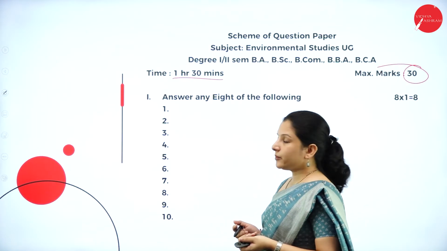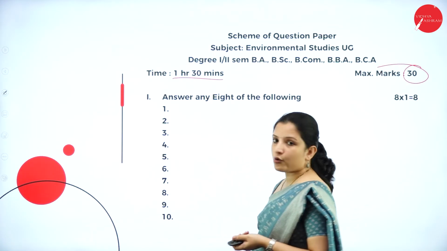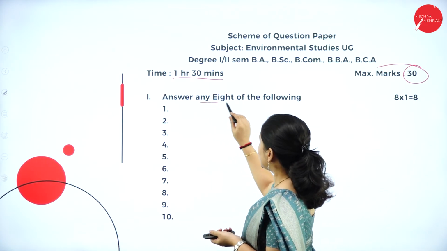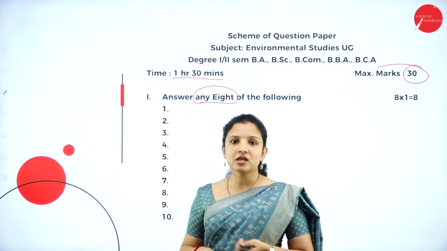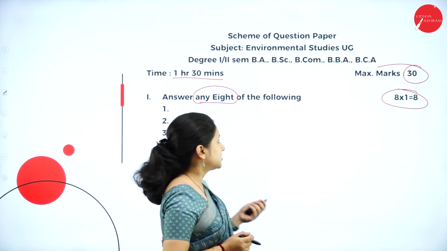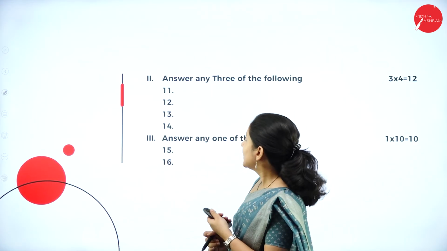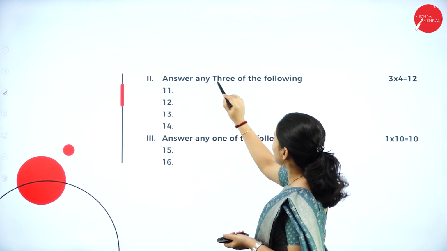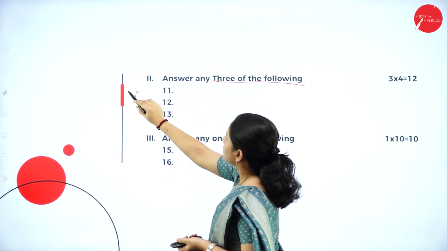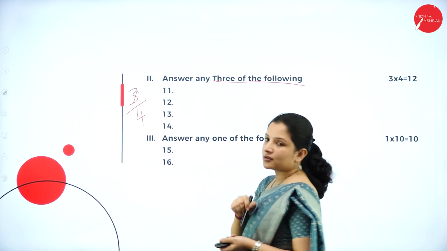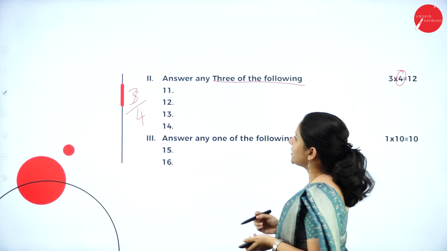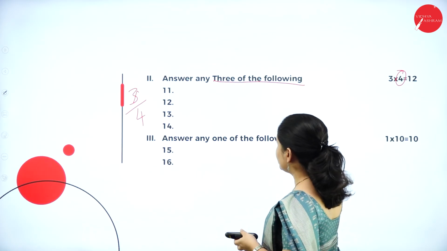It is divided into 3 mains, wherein in the first main there will be 10 questions given, which are 1 mark questions. Out of that you need to write any 8. So out of the 10, any 8, it will fetch you 8 marks. Next, the second one is answer any 3 of the following. So 4 questions are given, out of the 4 you need to answer any 3, and each question carries 4 marks. Therefore 12 marks from this.